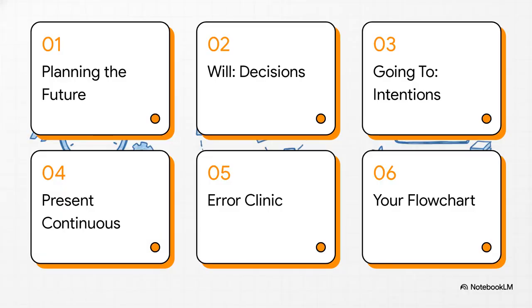1. Planning the future. 2. Using will for decisions and offers. 3. Going to for prior intentions. 4. Using the present continuous for 100% confirmed plans. 5. An error clinic to fix some common mistakes. And 6. A quick mental flowchart you can use every day.